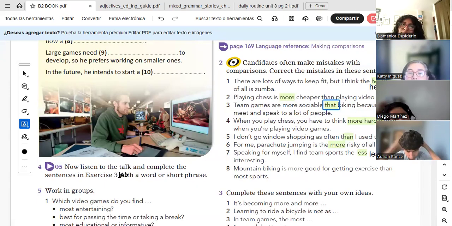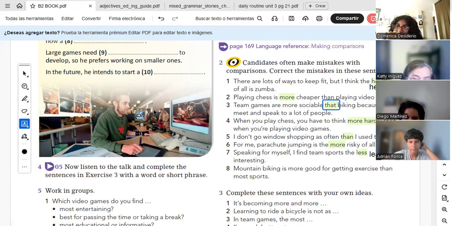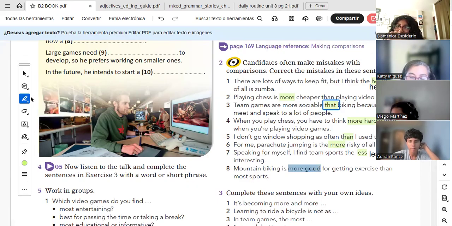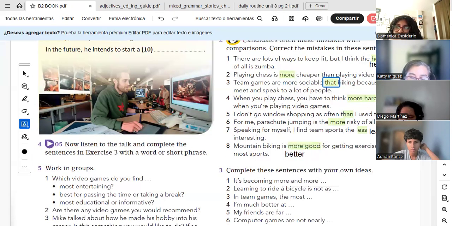Well done. Finally, number 8, Adrian. Mountain biking is more better for getting exercise than most sports. What is the mistake? Better. Better, you're right. "More good" doesn't exist. Better for getting exercise than most sports.